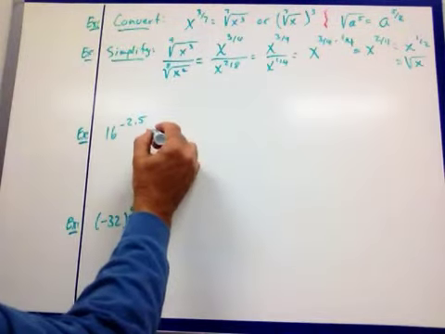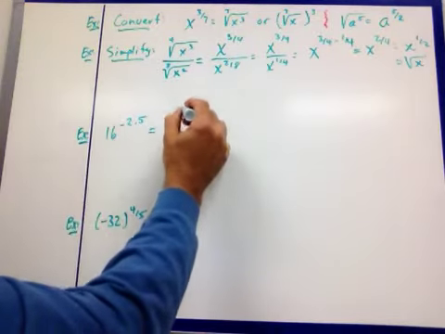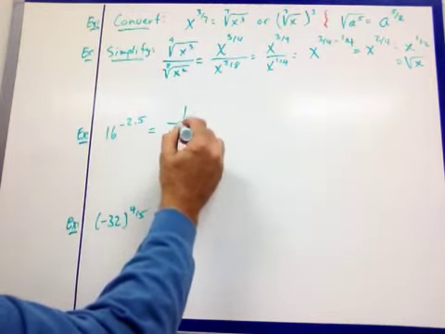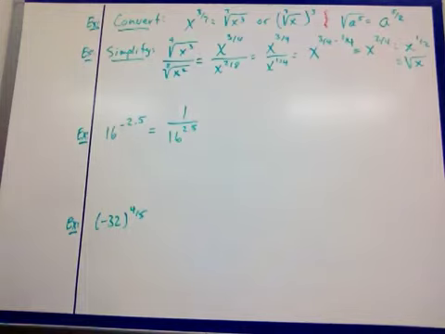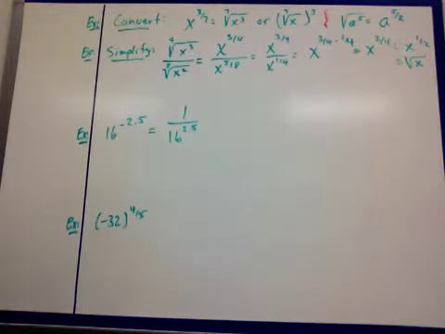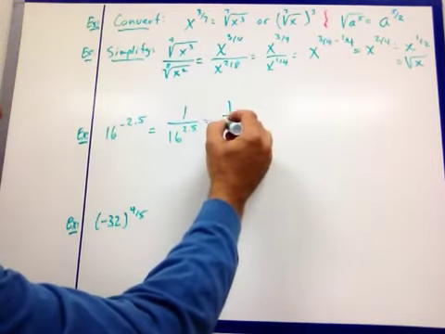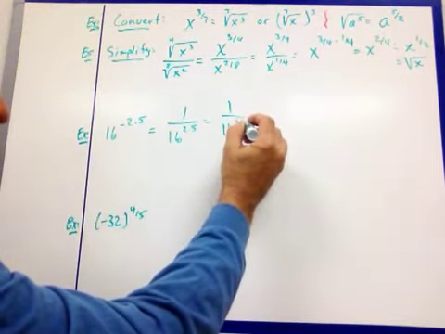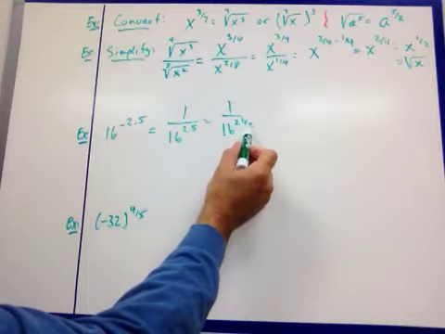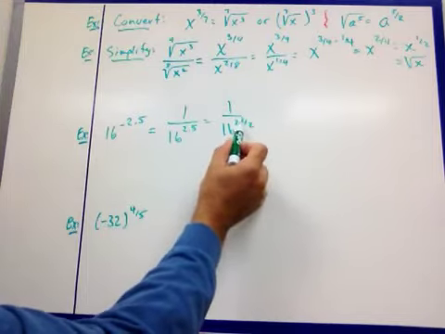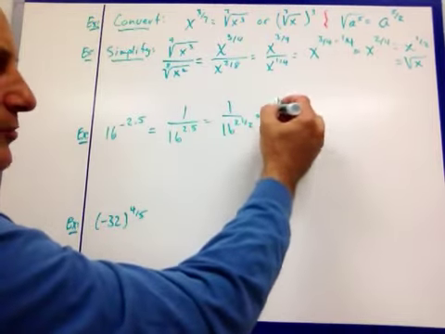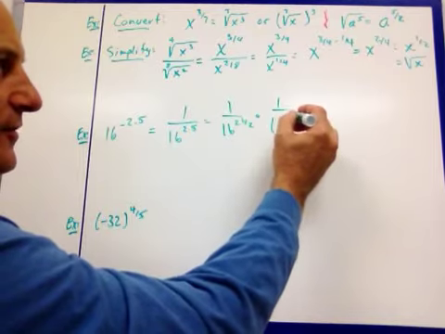16 to the negative 2/5, or 2.5. Okay, we said we don't like when we get negative, so we flip it and make the exponent positive. 2.5 is the same as 2 1/2, right? So 1 over 16 to the 2 1/2. We can make that an improper fraction: 2 times 2 plus 1. That's 1 over 16 to the 5/2.